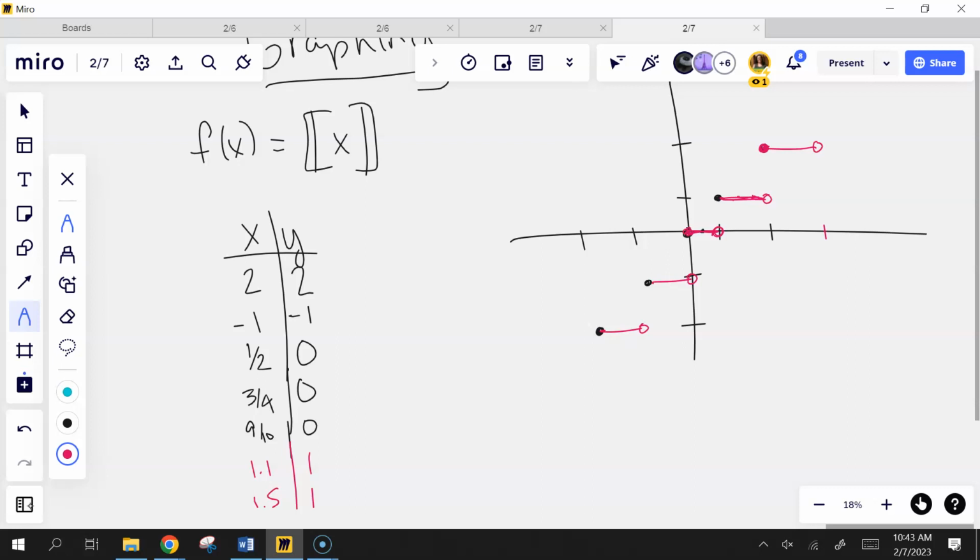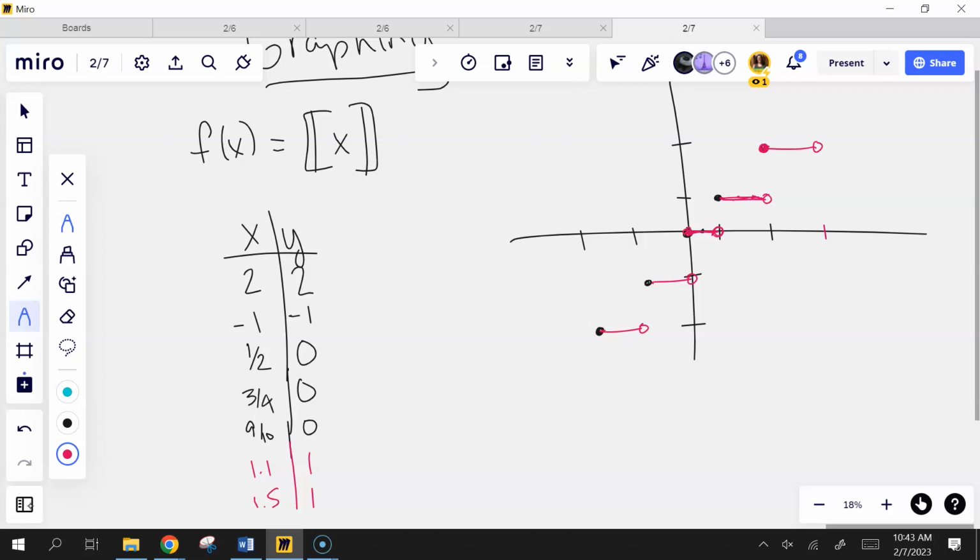All right, give me any decimal number, between -2 and 2. 2.7. 2.7 will be about right here, right? Where's the graph for that? Right here. That's at 2. So the greatest integer of 2.7 is 2. Oh, that makes sense now.